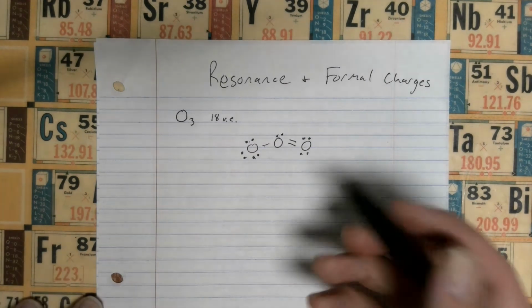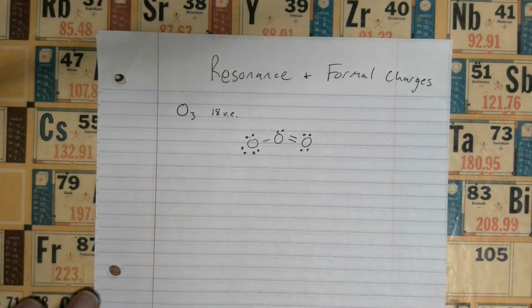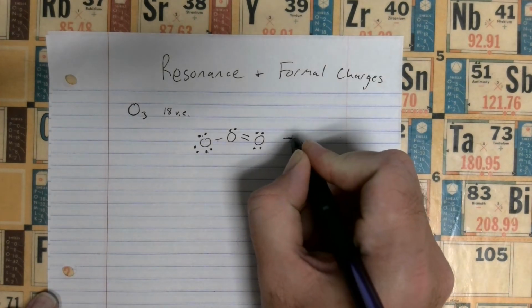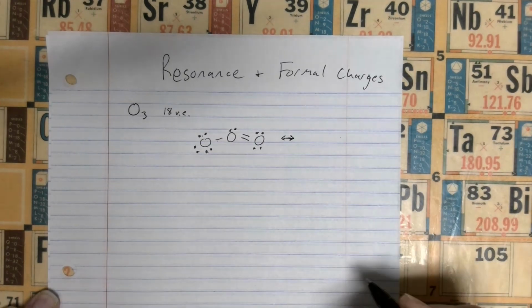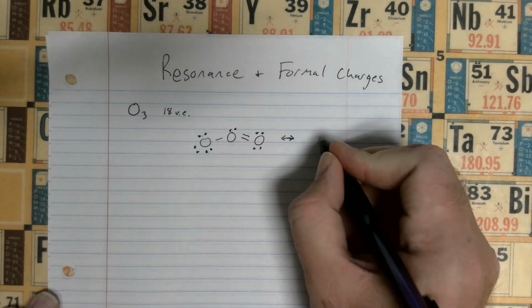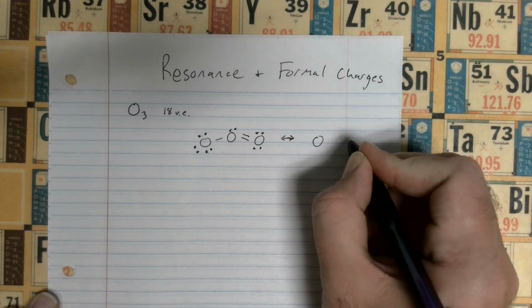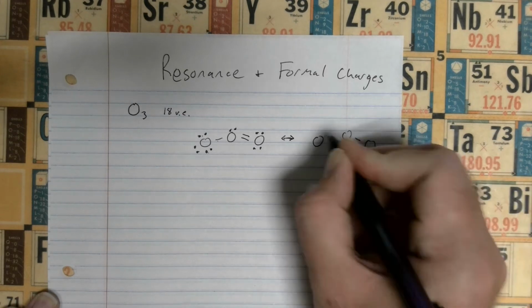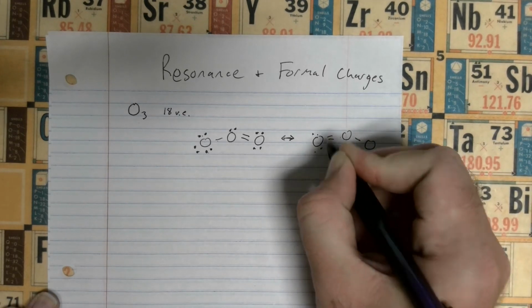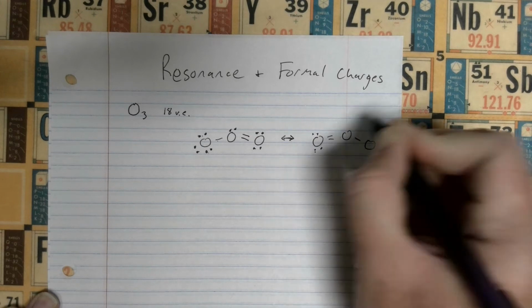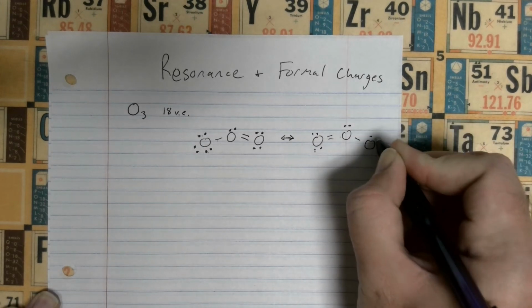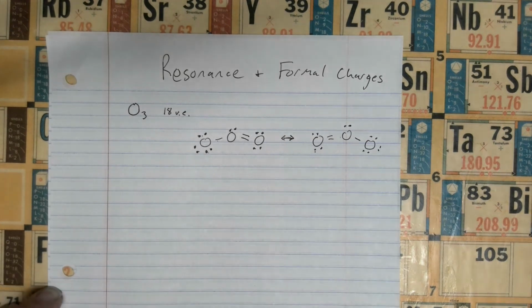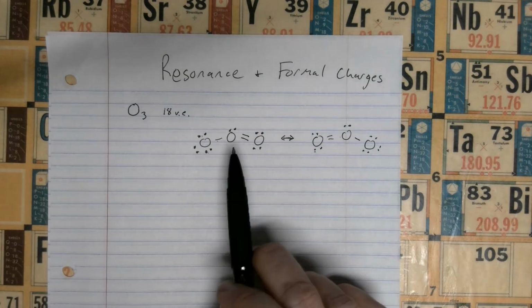So what we do is we draw what we call resonance structures. The way we do this is we draw a double-headed arrow, okay, and then we draw the same structure but with the double bond in the other location. So it's almost like we flipped it over, but we didn't really flip it over. We just moved the double bond over to this side instead of this side.